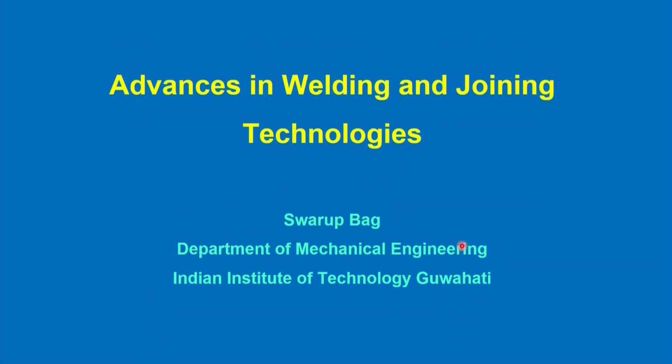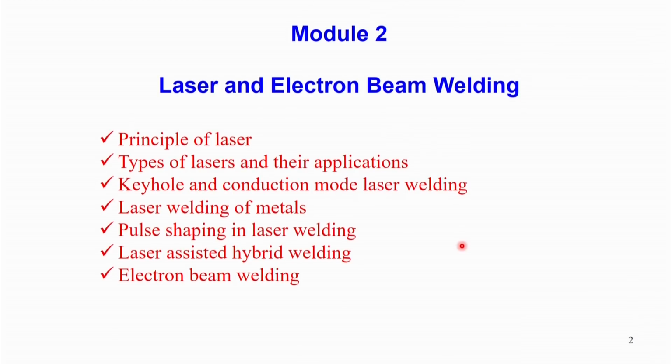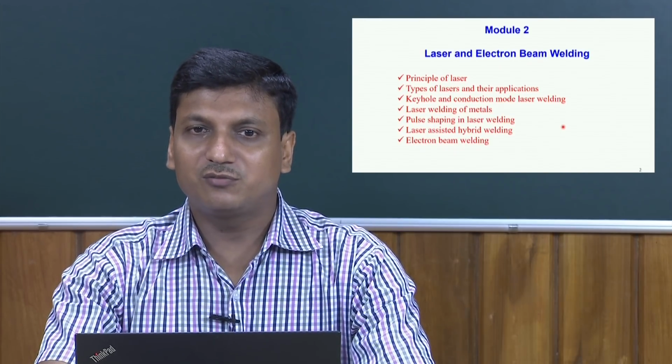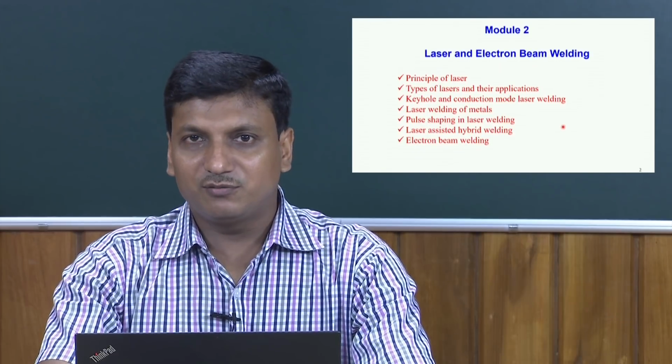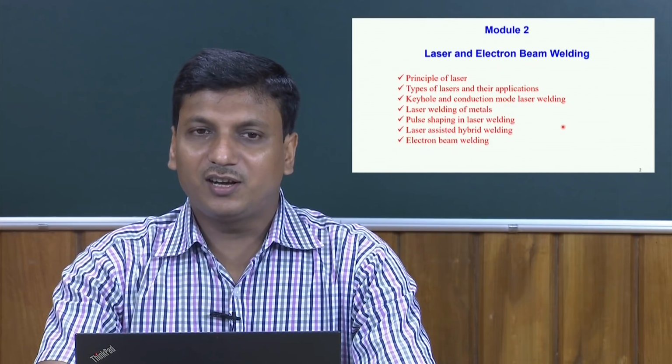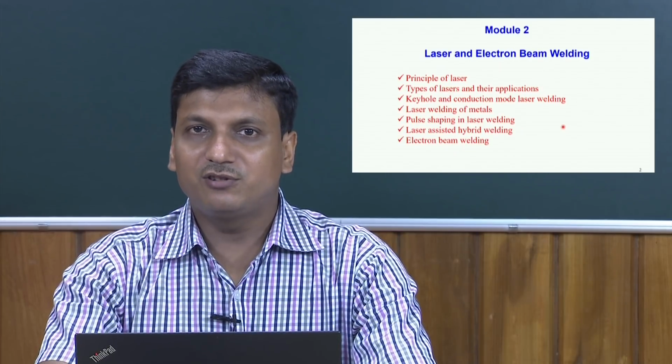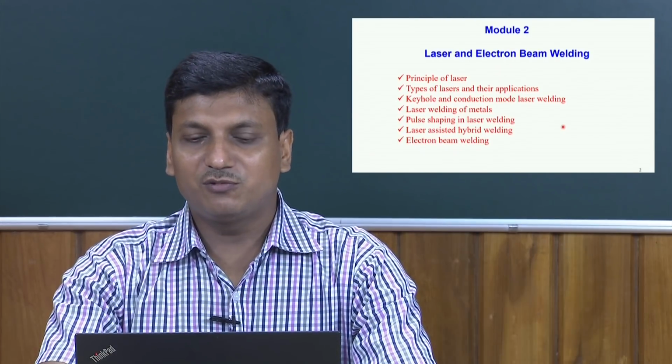In this module, I will try to cover laser and electron beam welding. These two processes are widely used in the welding industry as compared to the other arc welding processes. To start with this module, first of all we will look back at the principle of lasers, different types of laser and their applications. Then keyhole formation or conduction mode laser welding processes, laser welding applications on different materials, and related to laser welding we will finally look at different laser assisted hybrid welding systems. Finally, we will cover the electron beam welding process.